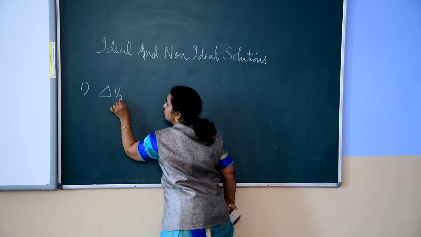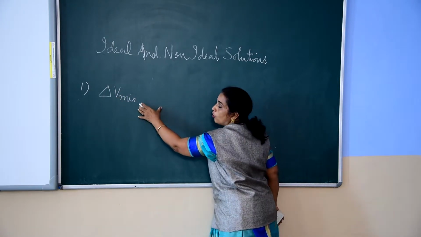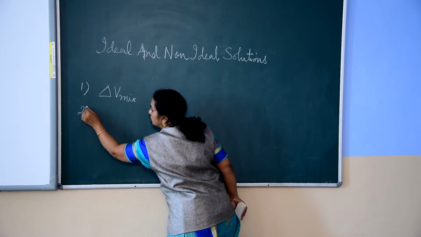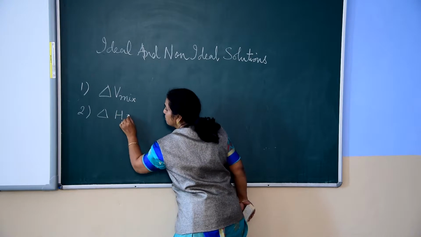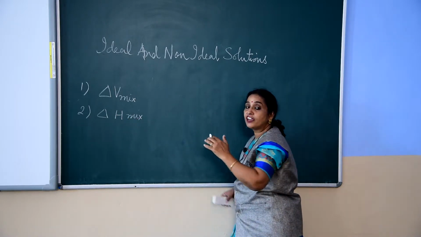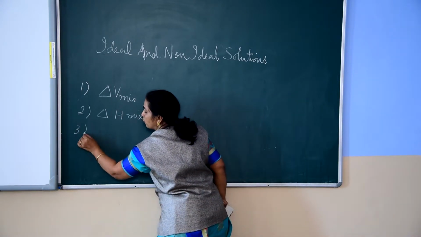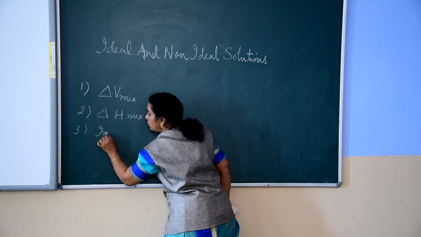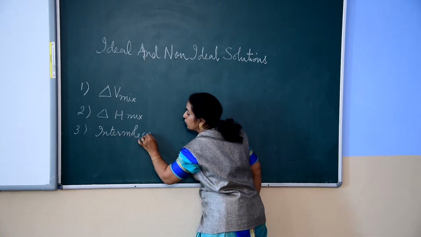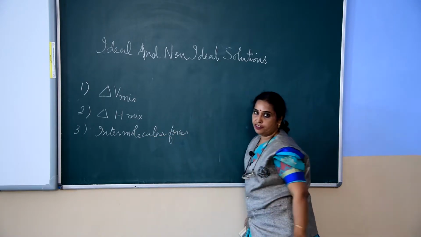Delta V mix. This means the volume of mixing when the solution is formed. Another term, delta H mix, the change in the enthalpy of the mixture when the solution is formed. And most important of all, the intermolecular forces that exist between the components.